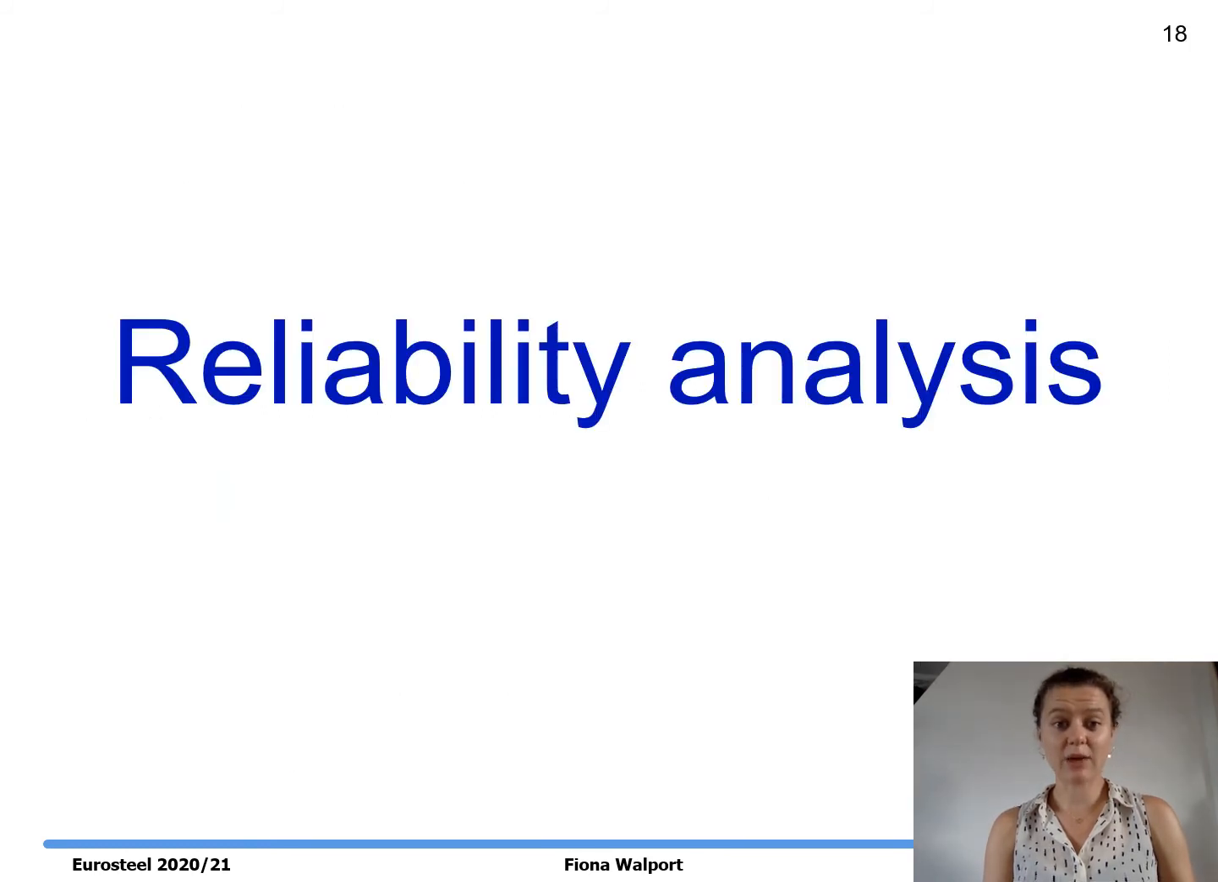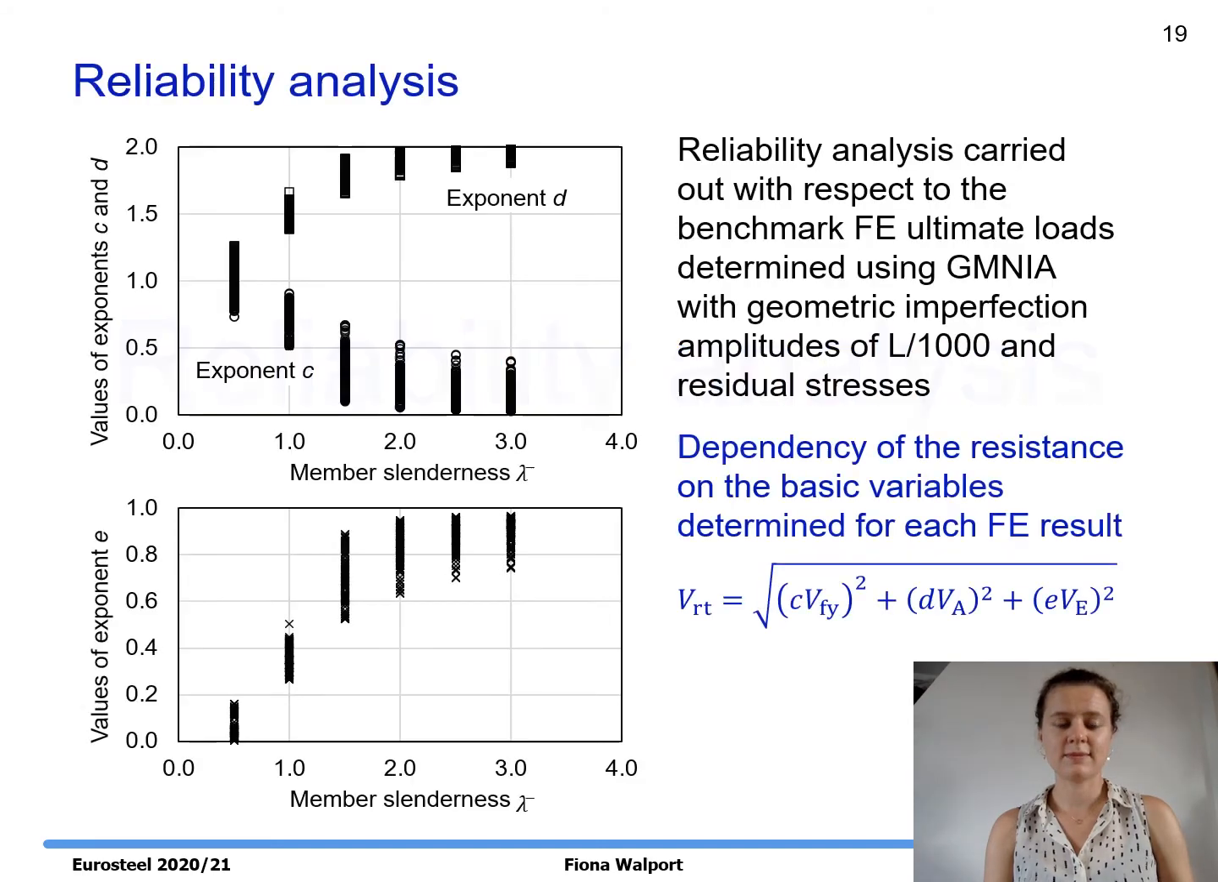Considering now the reliability analysis. The reliability level and required partial safety factor for use with the proposed equivalent bow imperfections in design by second-order inelastic analysis was assessed using the first-order reliability method set out in EN 1990. The dependency of the column buckling resistance on the basic variables yield stress, cross-sectional area and Young's modulus changes with the member proportions and therefore between each numerical simulation.